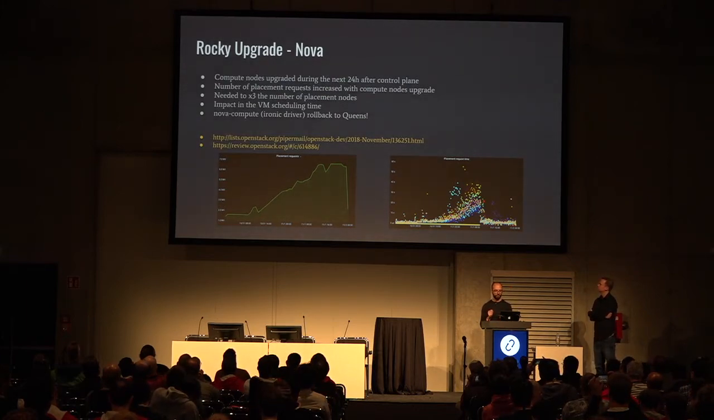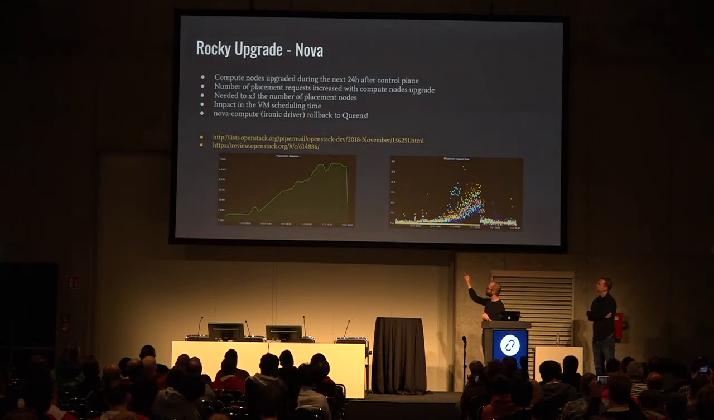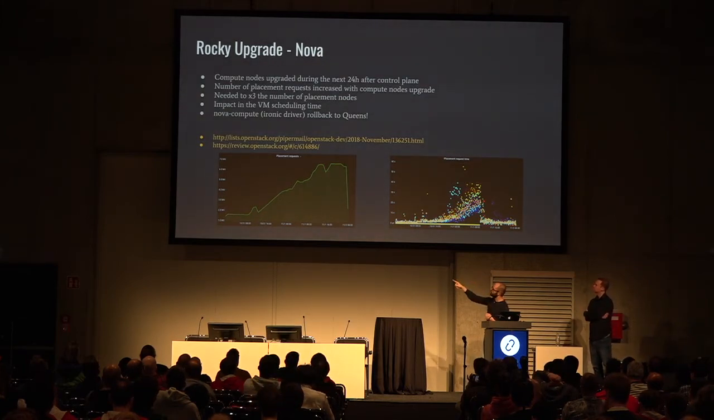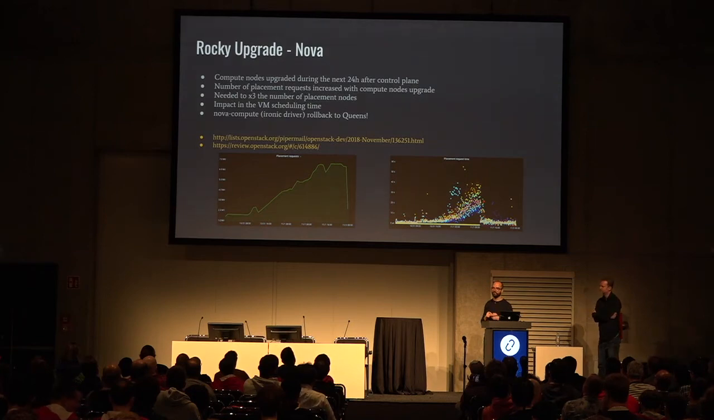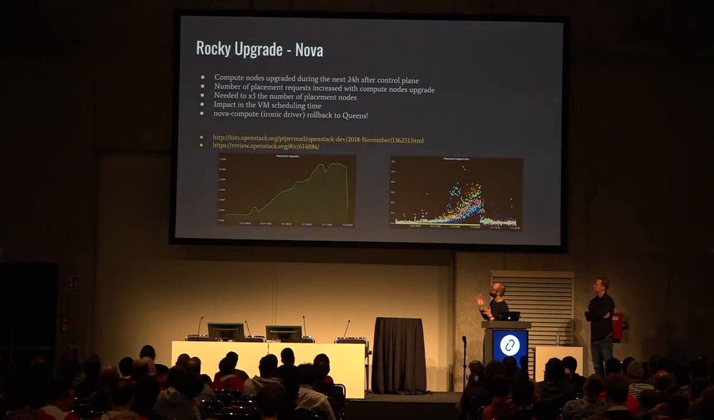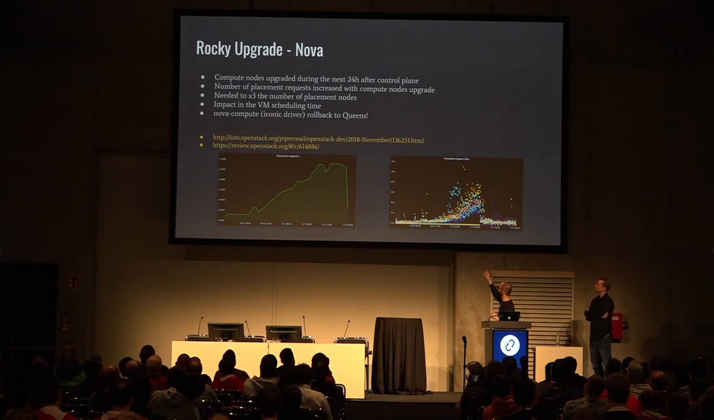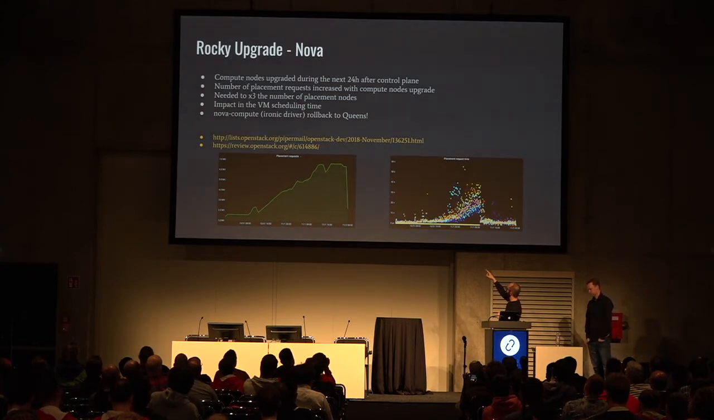So the compute nodes start to upgrade to the Rocky release, and on your left, what you can see is the number of placement requests before the upgrade. So before 8 a.m., and then after, when the compute nodes start to upgrade. That was the normal load for us in Queens, less than 1.5 million requests. And then when the compute nodes start to upgrade to Rocky, you see the number of requests to placement increase a lot. In this one, what you see is the time that each request takes in placement. So compute nodes start to upgrade, and you see that the request time, of course, goes up.